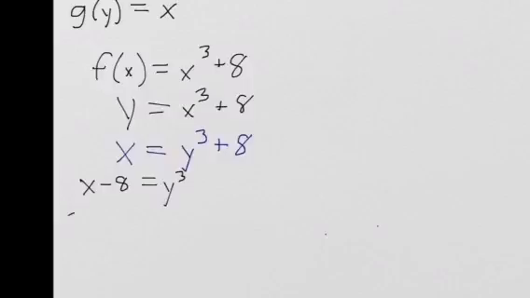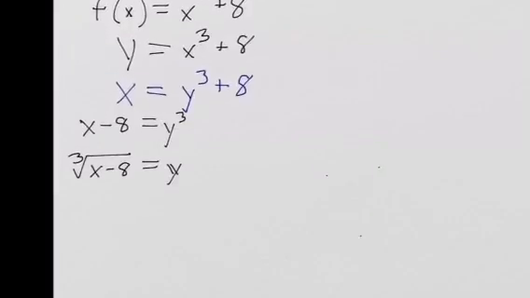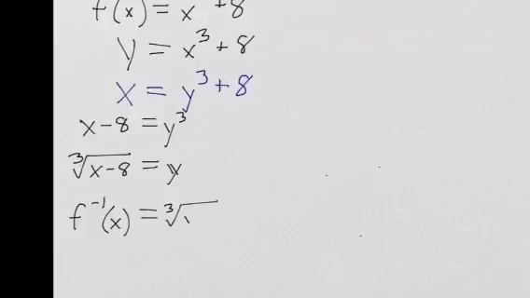So we end up with cube root of x minus 8 is equal to y. And then the final thing we do for completeness, I'm going to switch which side of the equal sign things are on, is we use the notation f to the negative first power, although I don't like saying it that way, of x is equal to the cube root of x minus 8.